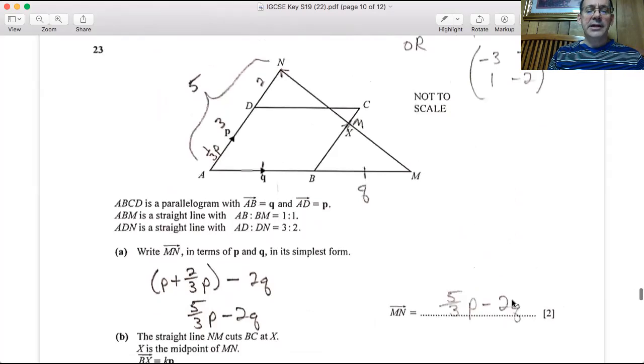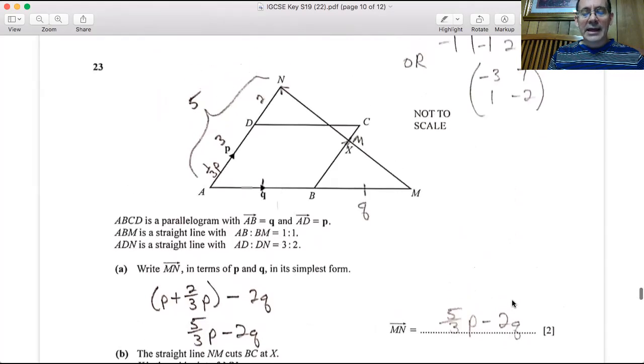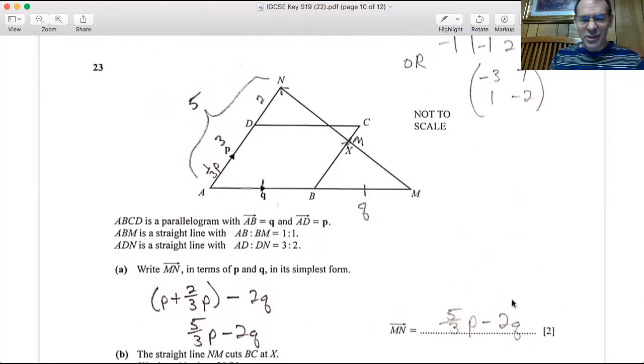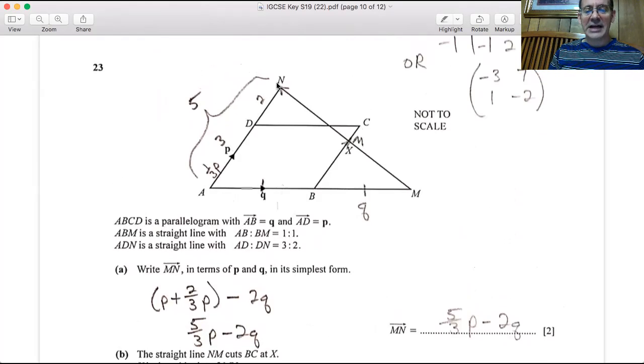Number 23, here we have a vector question with a diagram. So ABCD is a parallelogram. That's ABCD, this right here is a parallelogram. And AB is the vector Q. AD is the vector P. So notice P is not the entire side, it's only A to D. That's an important thing to note.